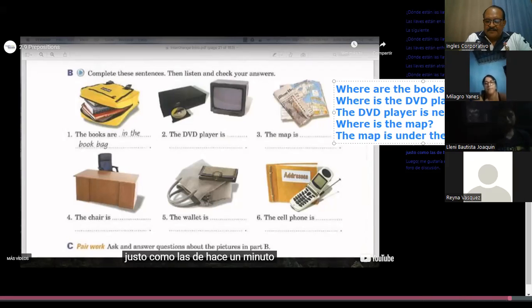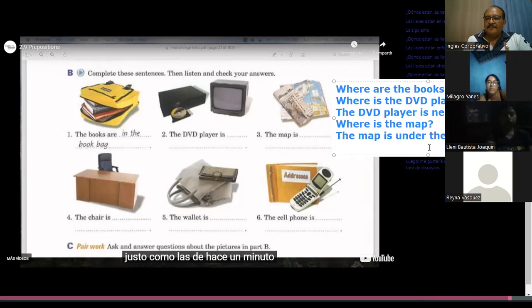Okay, se van ubicando, right? For example, vemos ahí que el DVD está a la par de la TV, right? The map is under the newspaper. The books are in the bag.